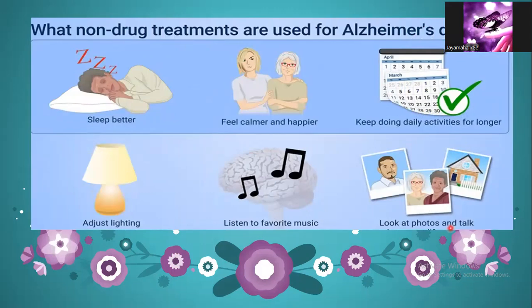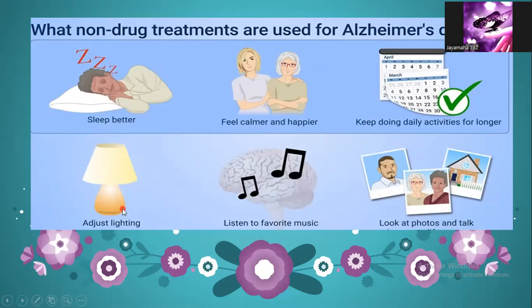Now in this slide, this image provides information about the non-pharmacological management of Alzheimer's disease. So here is sleeping better. It shows that sleeping better will improve overall well-being and feeling calmer and happier through social support and emotional care. The next picture shows that keeping up with daily activities will help to maintain independence for as long as possible.